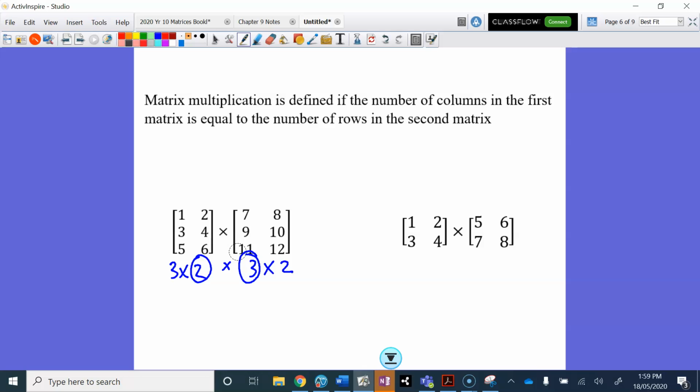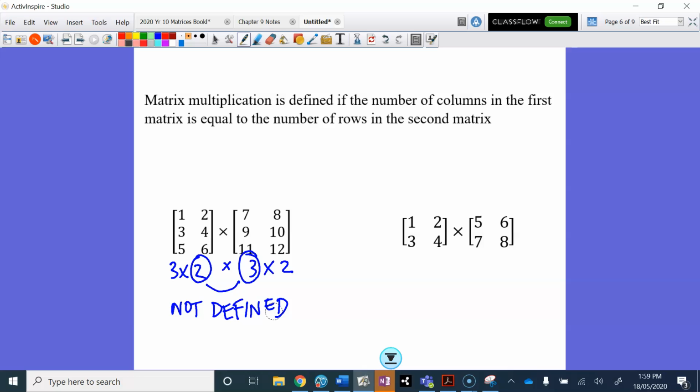So straight away I can say I'm not going to even bother to put that into a calculator or try and do a calculation by hand. Because those two numbers are not the same, the matrix multiplication is not defined. So if you were to put that into the calculator, it will say something about a dimension mismatch or a dimension error, and it just doesn't exist.